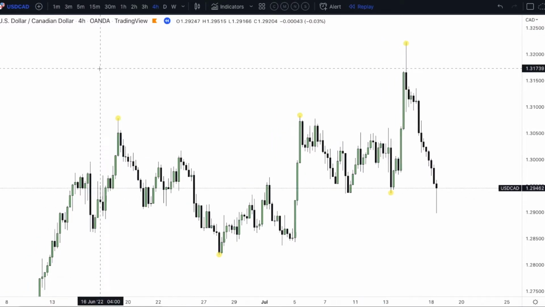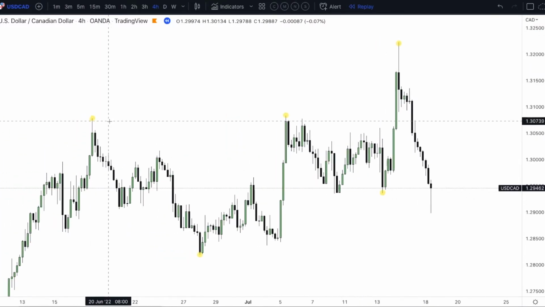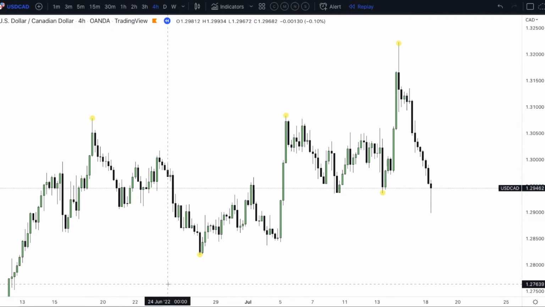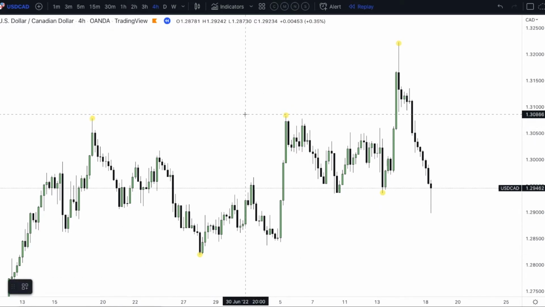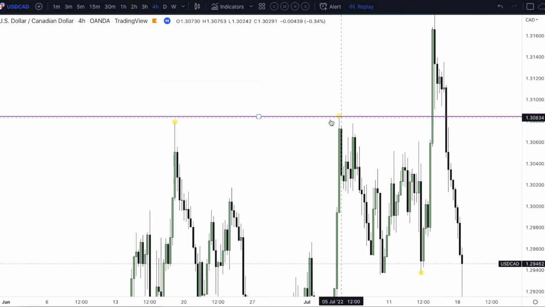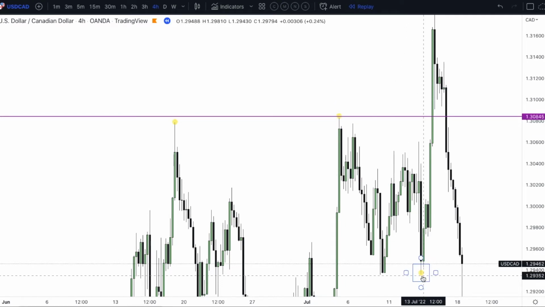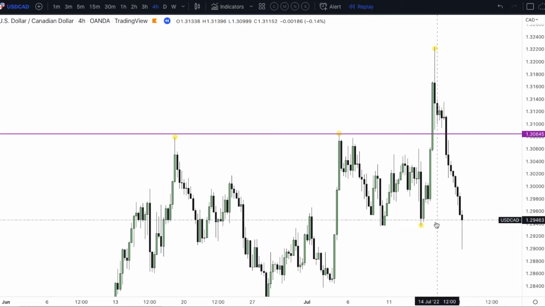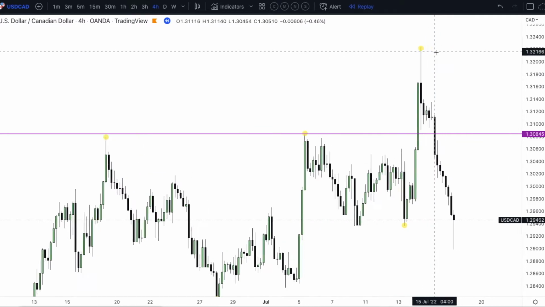Okay, so let's do a little bit of checks and balances. If I put a horizontal line here, we can tell that this point is actually higher than this point. So this is a valid higher high. It broke down to a higher low, and it gave us another impulse to a higher high.